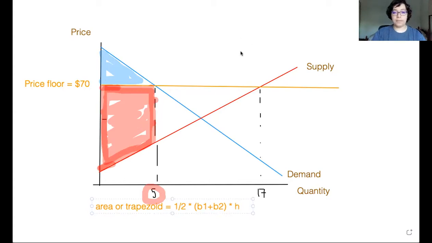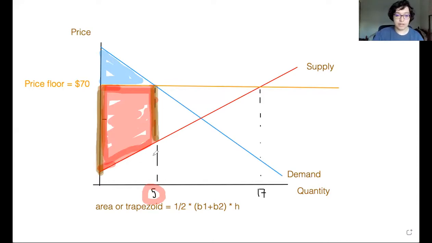So our base 1 and base 2 are going to be right here. Let me do this in a darker color so it's more visible. Right here. This is going to be our base 1 and our base 2. So these are going to be our base 1 and our base 2.